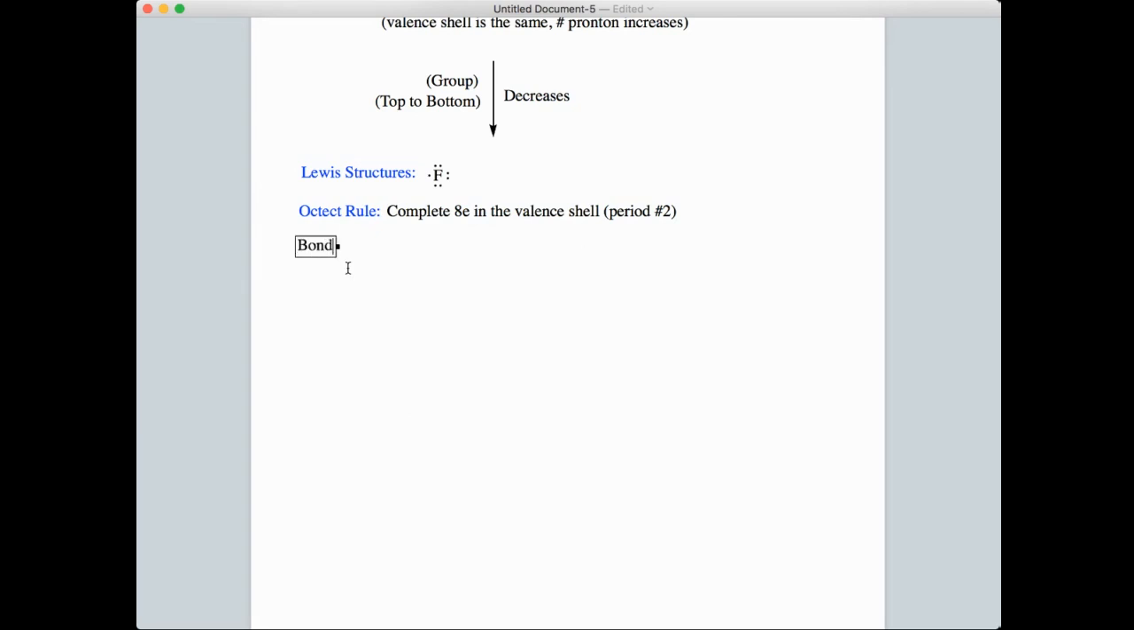So we discussed in the previous class a little bit about bonding, and I'm going to go back to that again. We talked about ionic and covalent bonds. That was at the very end of the class.